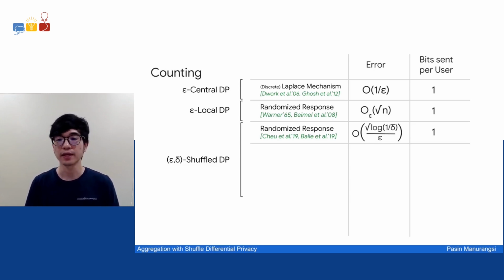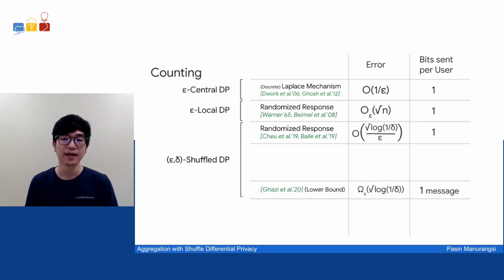Unfortunately, we were able to show that this is not possible, and indeed you have to pay an error that is at least square root log of 1 over delta in the shuffle model. So this is the end of the story for the counting problem, is it? Well, not really, and the reason is that this lower bound only holds in the case that each user can send just a single message.